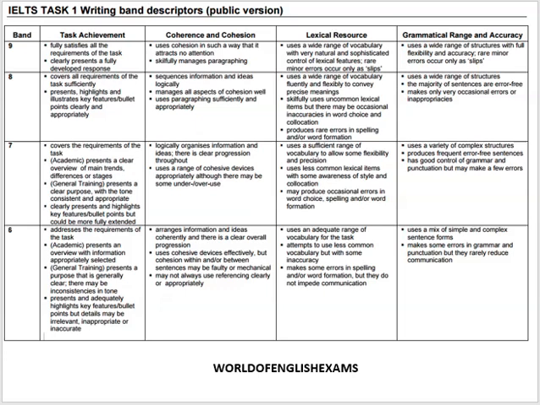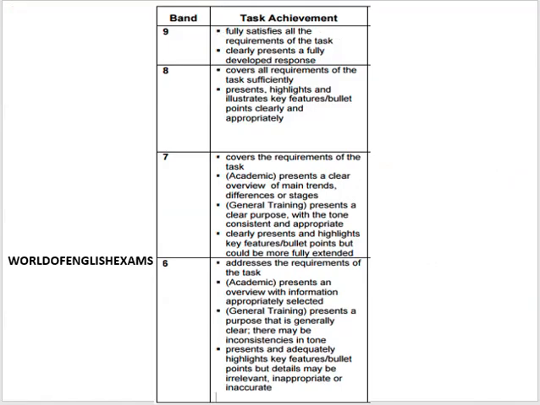For example, today I am going to focus on describing the criteria from band 6 to band 9. That might be the target range for all the candidates who are going for the test, and that's the reason I have selected these band descriptors from band 6 to band 9. Let me enlarge and show you one by one, and then let's see what is essentially required in order to get a higher band score. We will first start with the factor called task achievement.